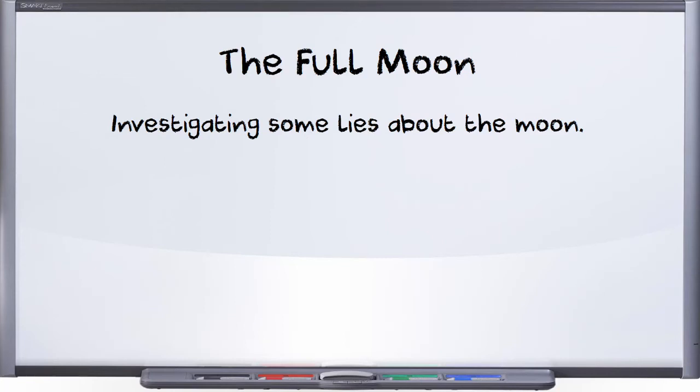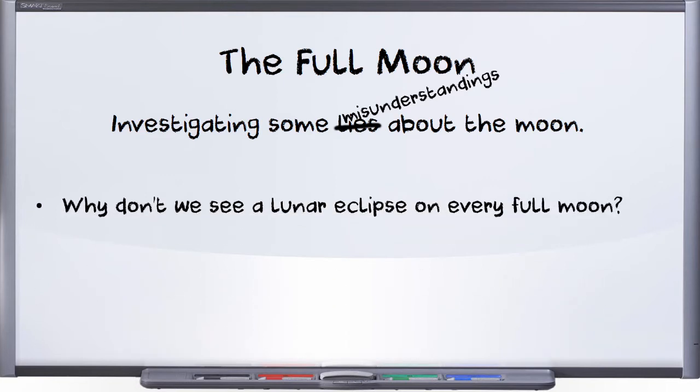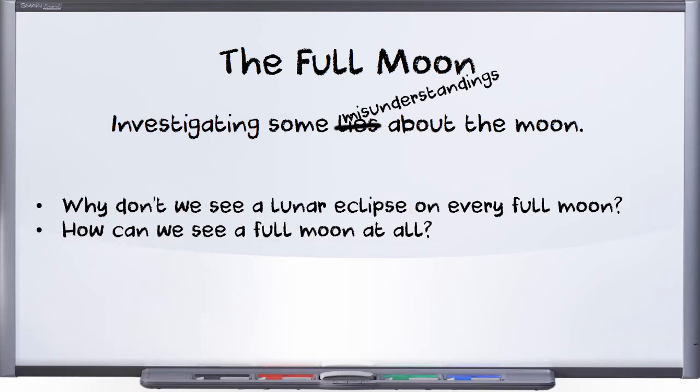Today we'll be looking at the full moon, and we'll look into some details about the moon's orbit and how the phases work so that we can investigate some misconceptions, some misunderstandings that some people have had. Specifically, we'll look at why it is we don't get a lunar eclipse every single month and how it is we can see a full moon at all.